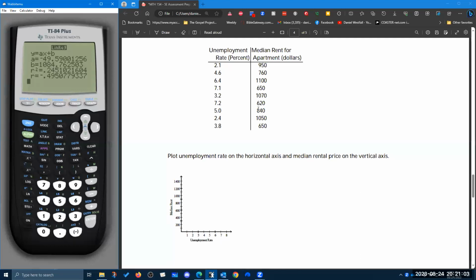So there's some correlation that's there, but it's not really a causality thing where the change in the unemployment rate caused a change in the median rent for the apartments. So that's all that I have to say about these linear regression models and scatter plot diagrams.